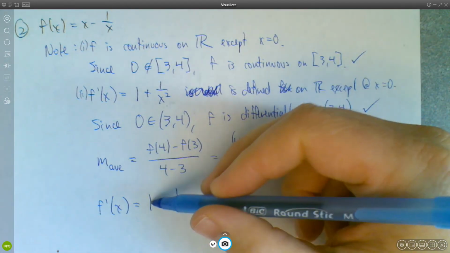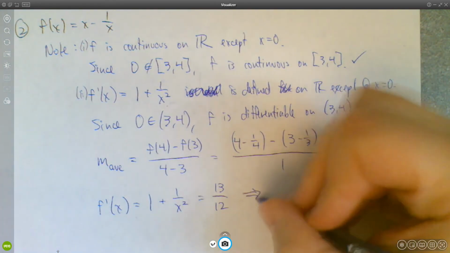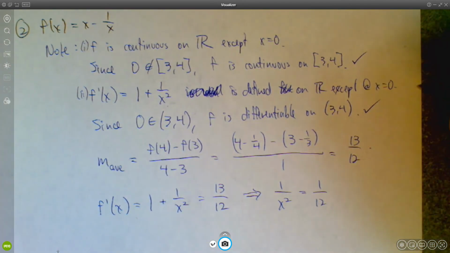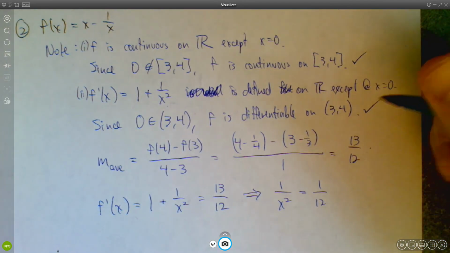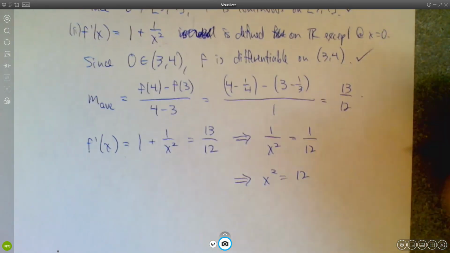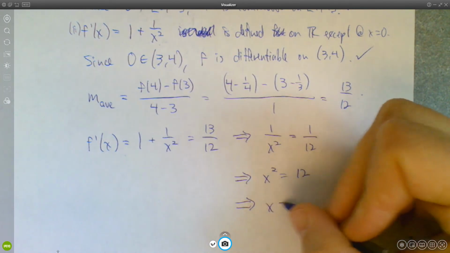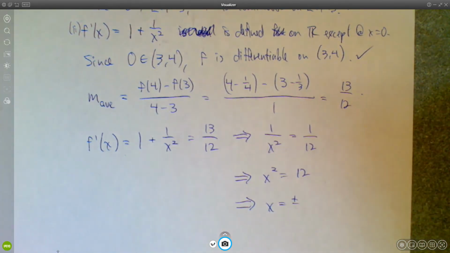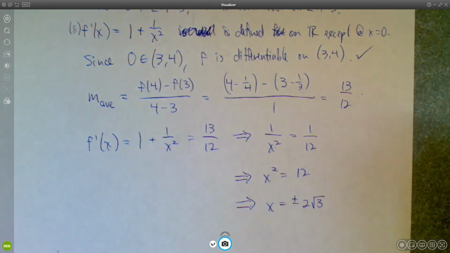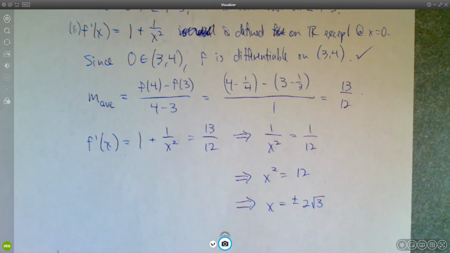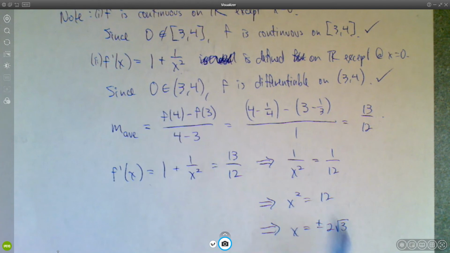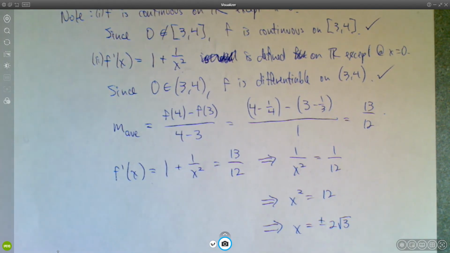Okay. So if I subtract 1, 1 is 12/12, right? So I would get 1 over x squared equals 1 over 12, which means that x squared equals 12, which means that x is plus or minus the square root of 12. That would be 2 root 3, 2 times the square root of 3. Now obviously negative 2 root 3 is not in the interval, okay? We're looking for a number between 3 and 4. So negative 2 root 3 is out. What about positive 2 root 3?